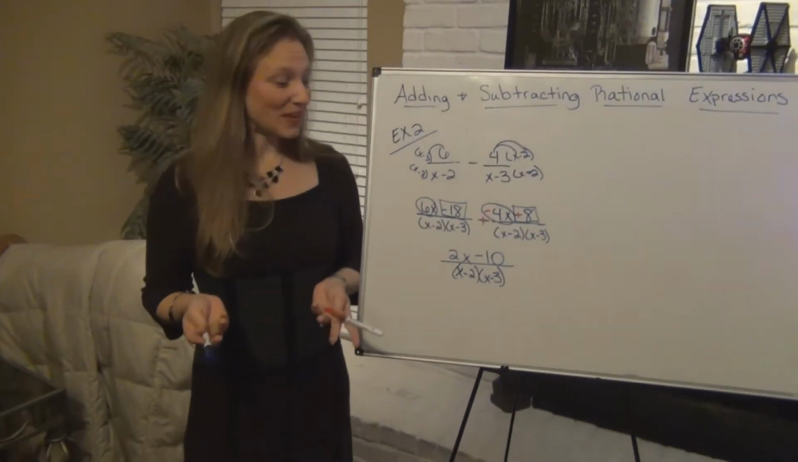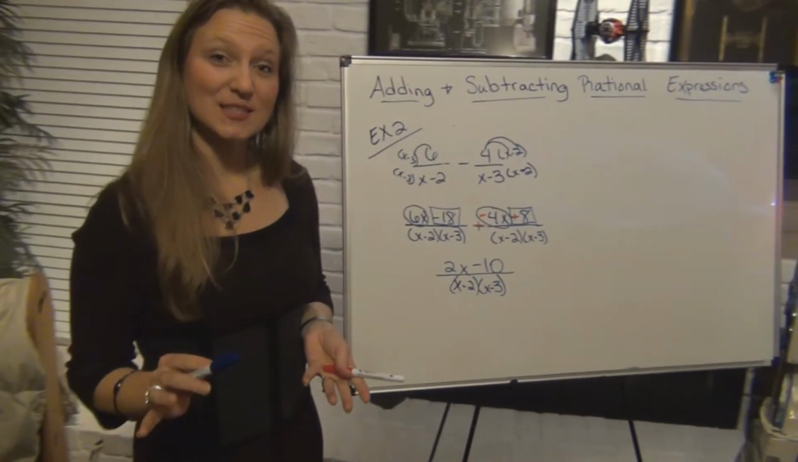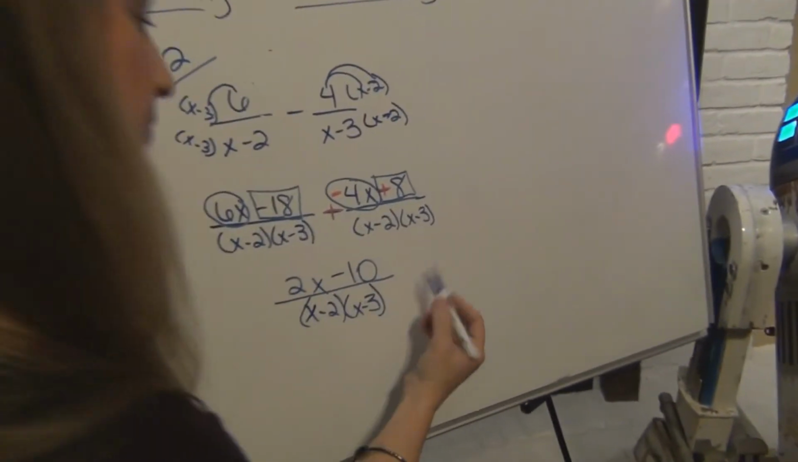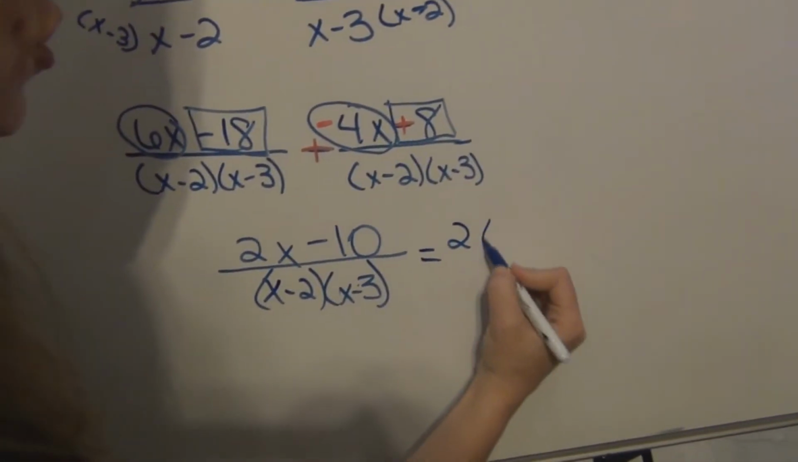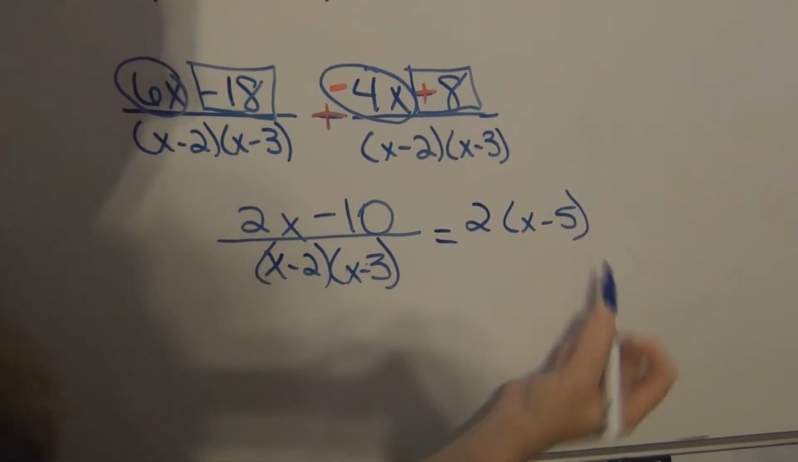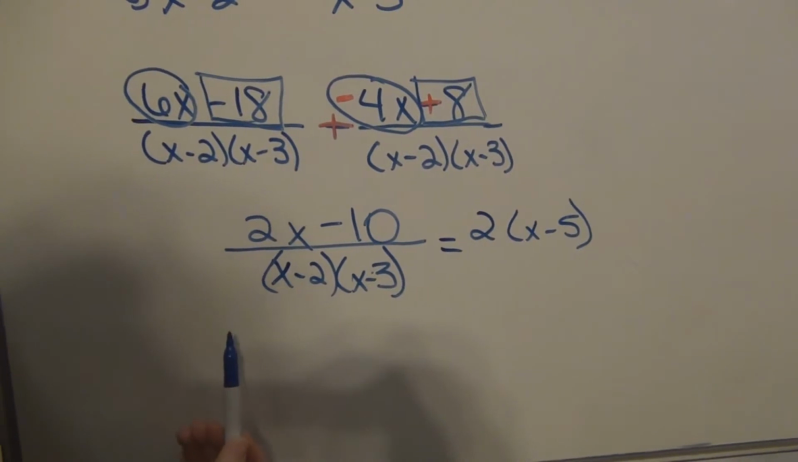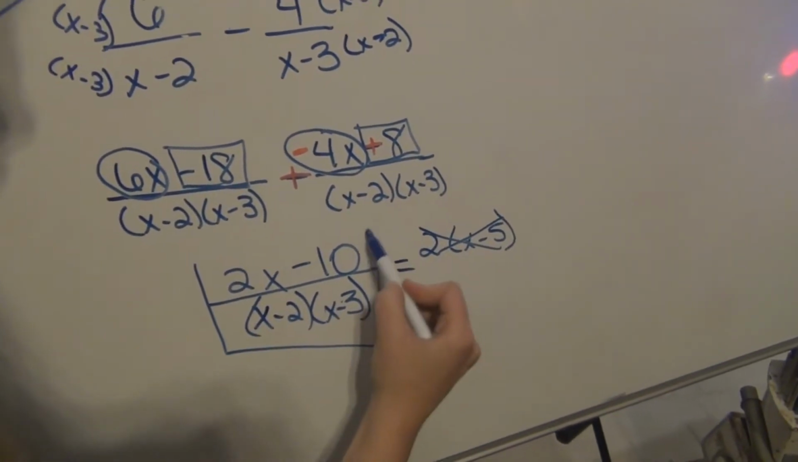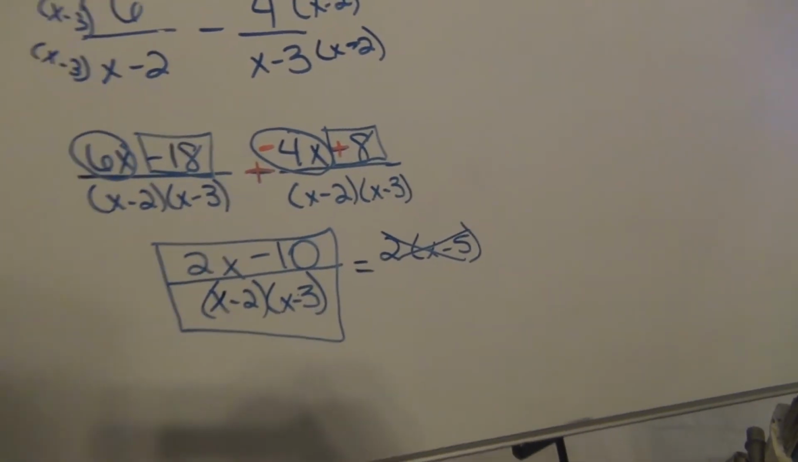The last thing we do is check to see if anything can simplify. If I was going to factor the numerator out here, I would get 2 times x minus 5, which I can already see is not going to cancel with anything in the denominator. So there's no need to simplify any farther. There's nothing I can do to simplify, so we just stop there.